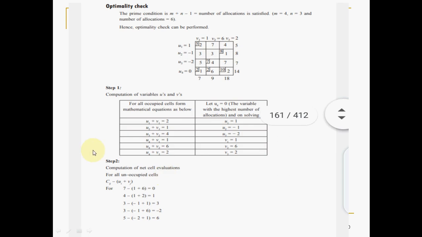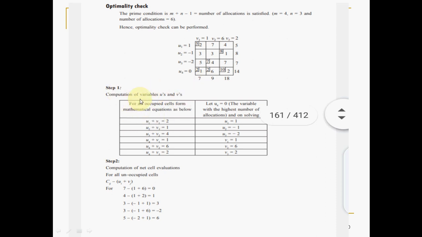Now the optimality check. For the optimality check, what is the checkpoint? I told you, m plus n minus 1 should be equal to the number of allocations. In this case, it is satisfied. Hence, optimality can be performed. Using the same concept, U's and V's for step 1 and step 2. This optimality check is explained in 2 steps, that is the UV method or MODI method, the modified distribution method.